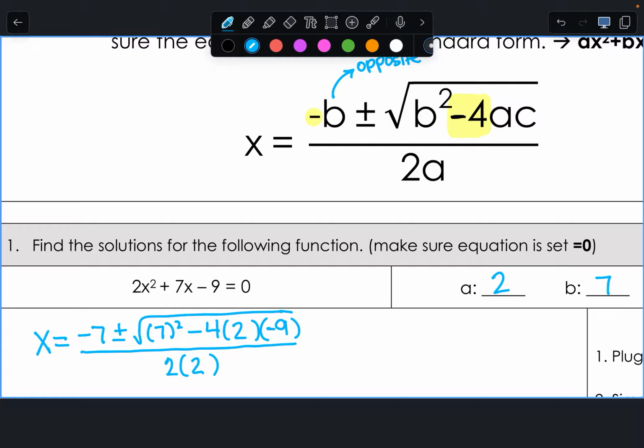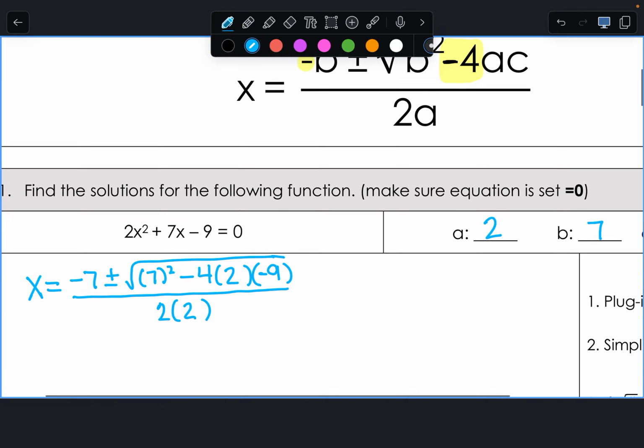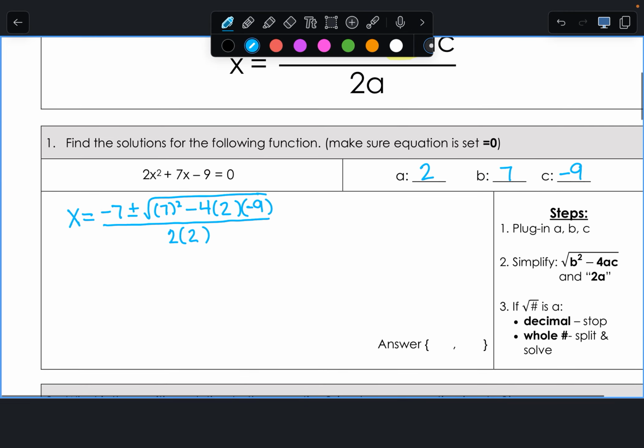Look at step 2. Step 2 says separately, you're going to simplify what's under the square root and then 2A. What makes it easier is that you're going to be able to put all of this without the square root into the calculator, and then take care of your 2 times 2.